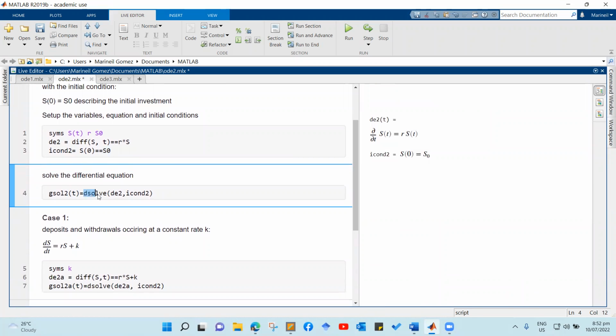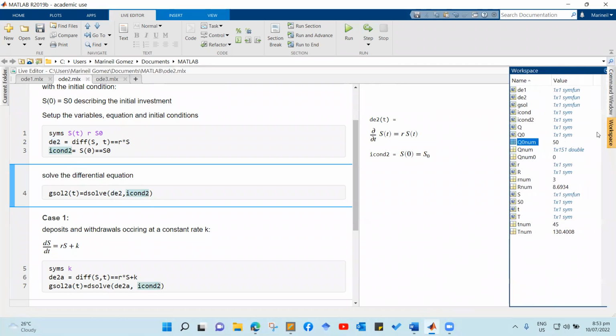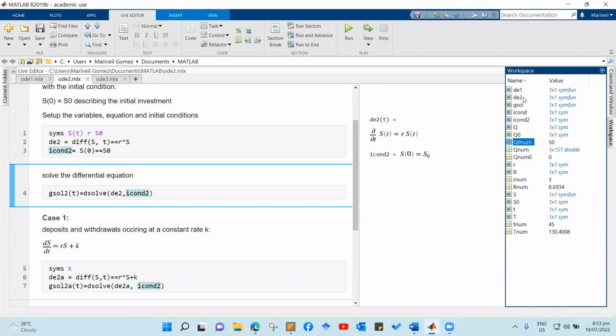Again, we are using dsolve, the entry level among the differential equation solvers in MATLAB. I have it as S sol as a function of t, and I input our equation and our initial condition. Just to double check, here is what I was talking about: our workspace is now full of values, so let me clear this workspace.